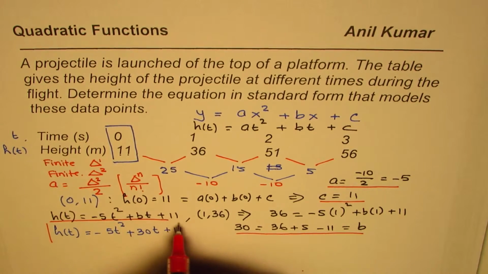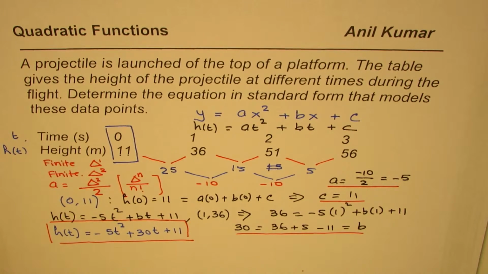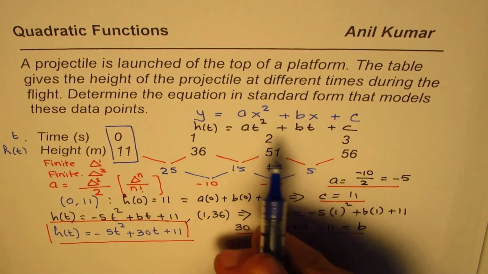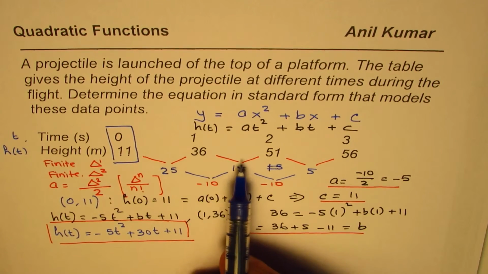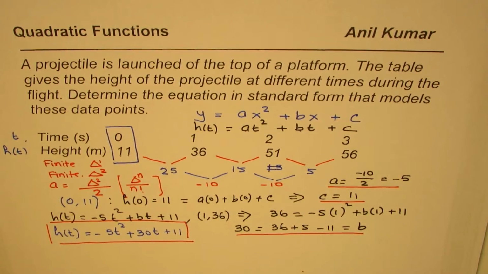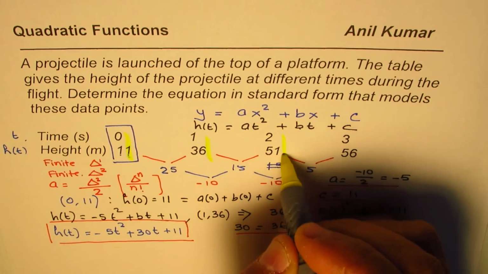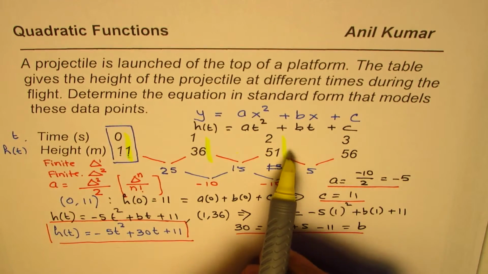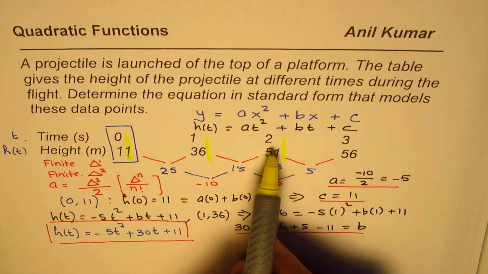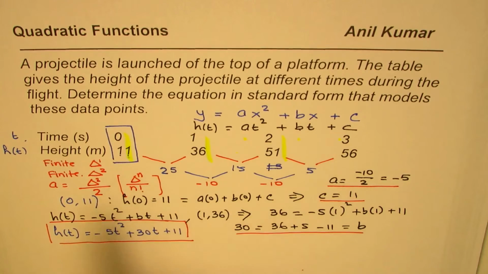That is how you can very effectively and easily solve these kinds of questions. The standard alternate method is to use 3 sets of points from the given table. Let me highlight these points. We could use this set of points, this set, and this set, so we'll get 3 different equations. Solving these equations one by one or simultaneously, we'll get the values of a, b, and c, and that is how you could get the equation.